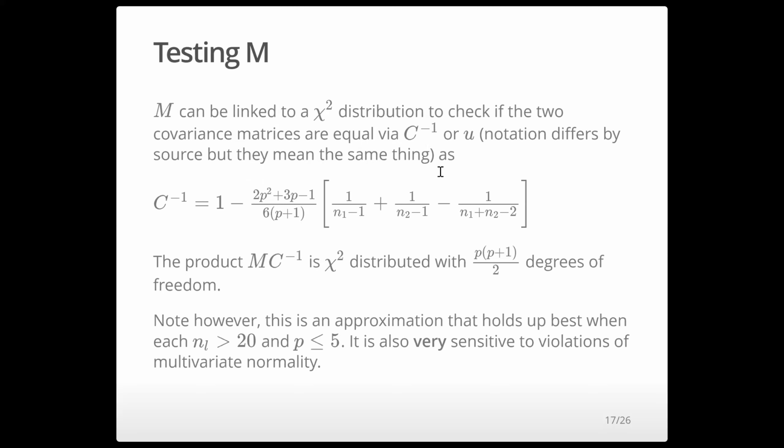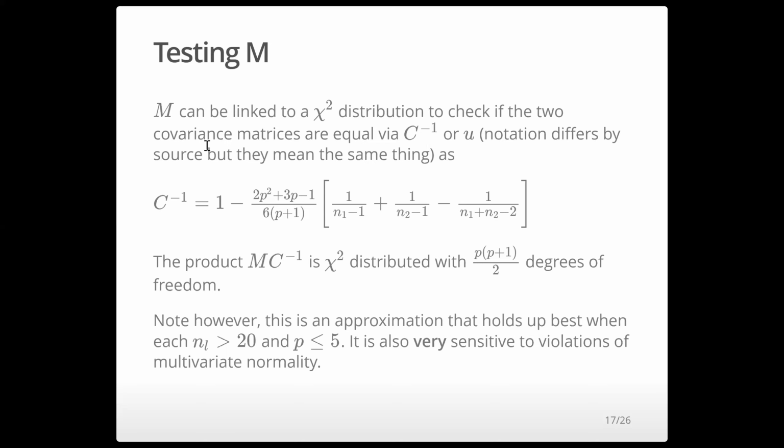So M, there's another step here. M can be linked to a chi-square distribution to check if two covariance matrices are equal via this C to the C inverse transformation, or sometimes it's called the U transformation. In the textbook, it's U. In the handout David probably gave you, it's C to the -1. Same thing, same idea at least. They're slightly different, but they wind up doing the same thing.